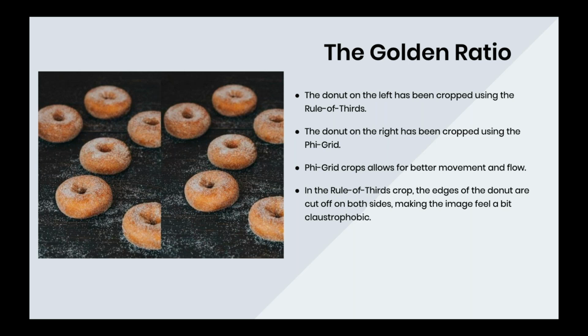Okay, so this is an example of a comparison of the rule of thirds and the Phi-Grid. If you look at the image of the donuts on the left, it has been cropped using a rule of thirds grid, and the image on the right has been cropped using the Phi-Grid. So there's not a lot of difference between them, but you'll notice that the donuts in the rule of thirds are both cut off from the edge, whereas with the Phi-Grid, there's a little bit of breathing room on the left-hand side for the donut. So it allows for a little bit better movement and flow.